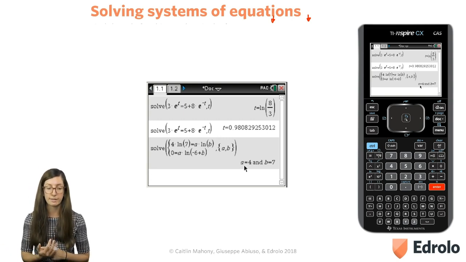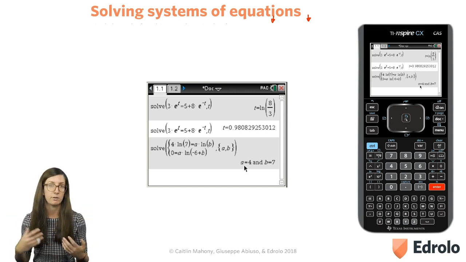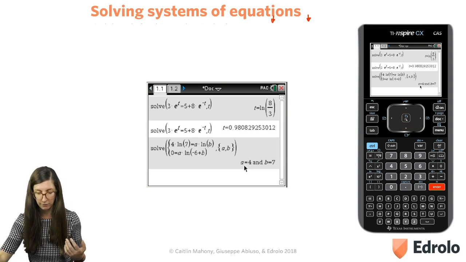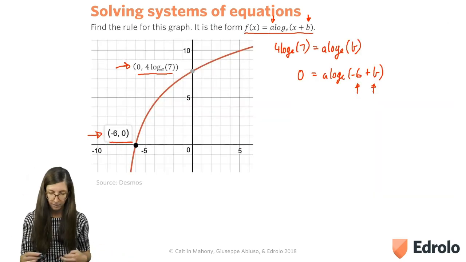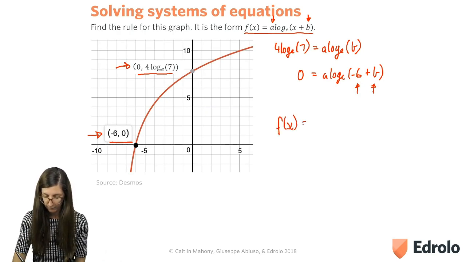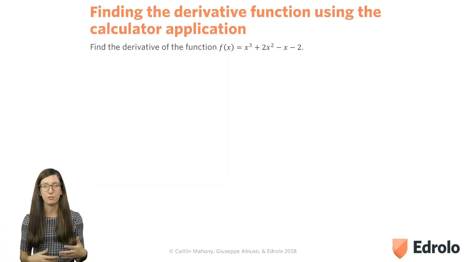The question's actually asking for the rule for the graph, but we're so close that we can just write it down. So a equals 4 and b equals 7. Therefore, the function will be 4 log base e.